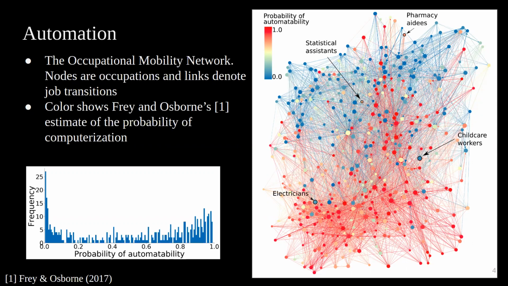This is more how the problem looks like. Here in this network, nodes are occupations and links are job transitions. So you see electricians are blue. They're unlikely to be automated. However, they're surrounded by red, meaning that they might be displaced by other workers as these workers are displaced by automation. Instead, statistical assistants are red, so they might be automated, but there are nearby occupations that are blue, so they might find another job easily.